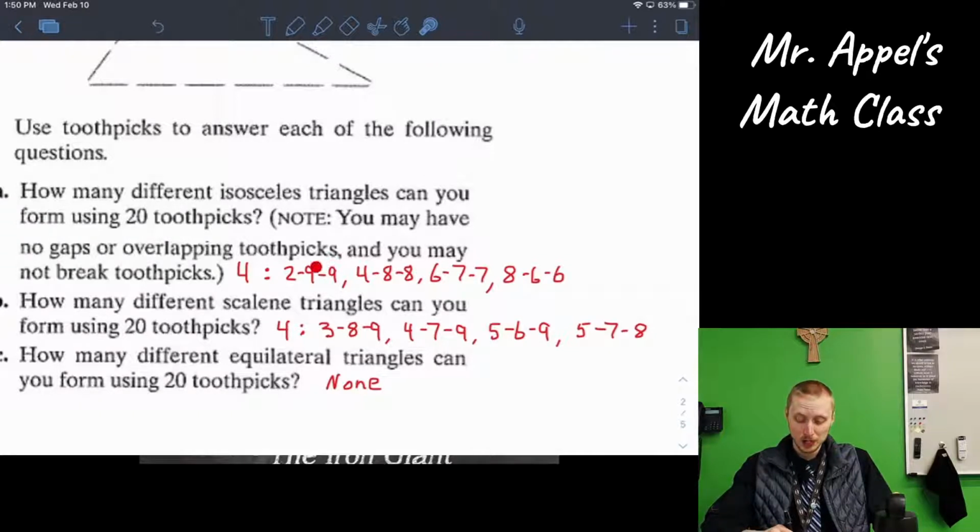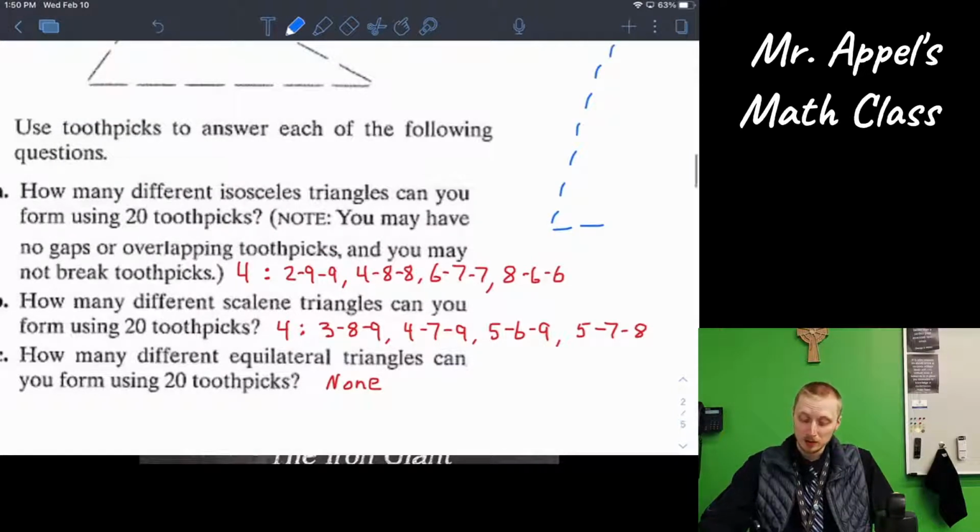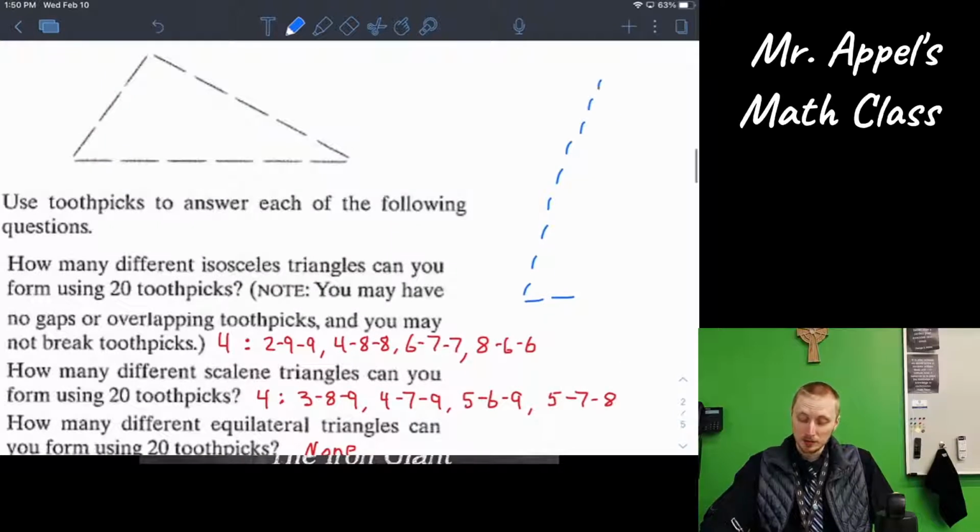Okay, so a 2, 9, 9 is a triangle that has 2 toothpicks and then 1, 2, 3, 4, 5, 6, 7, 8, 9. 1, 2, 3, 4, 5, 6, 7, 8, 9. Probably shouldn't be quite as slanty as that, but you get the idea.